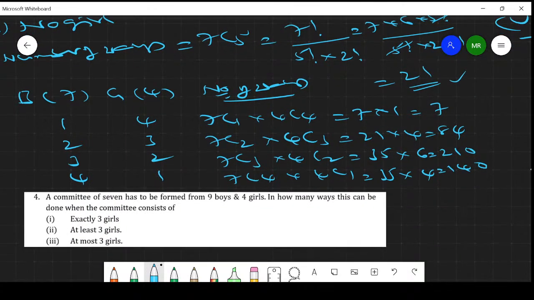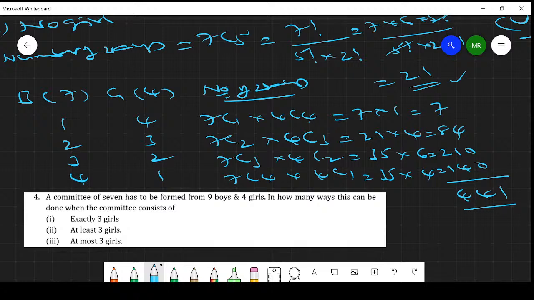So you can add this, the total. If you add this one, it comes 441. This is the total required number of ways to select the 5 members team. Total required number is 441. That will be your answer.